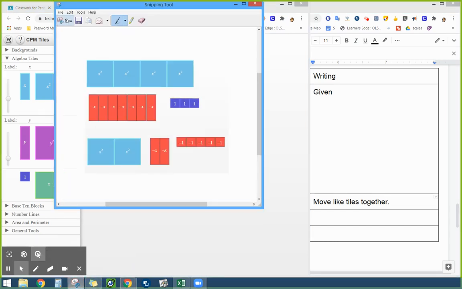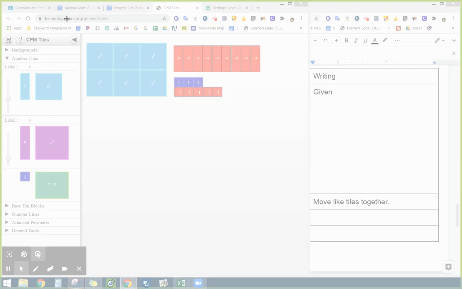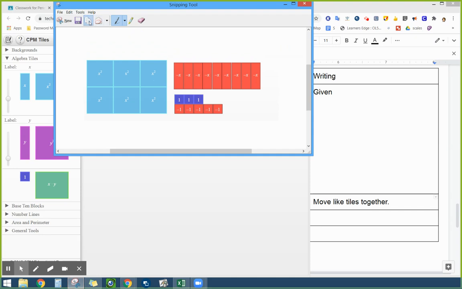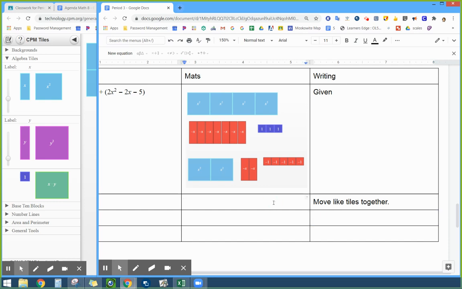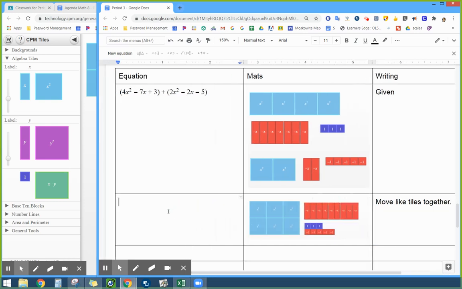Because we're trying to show all of our steps, I'm not making 0 this time. All I did was put like tiles together, which is the same thing as combining like terms. Then we write exactly what we see in terms of tiles for our equation. We have 6 positive x squareds. We have negative 9 x's. And then we have 3 ones that are positive and 5 negative ones.